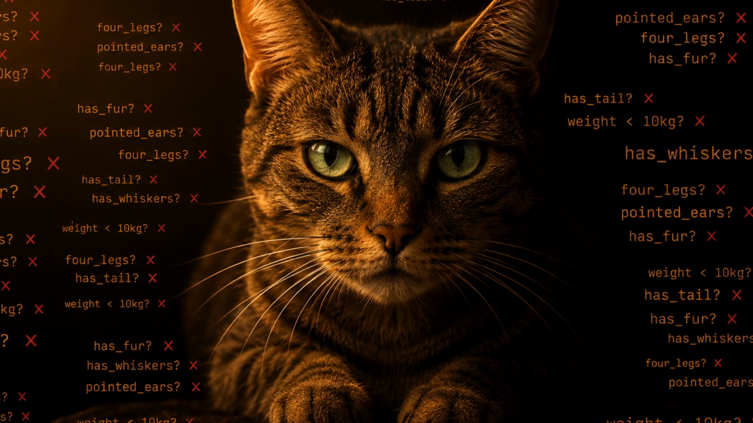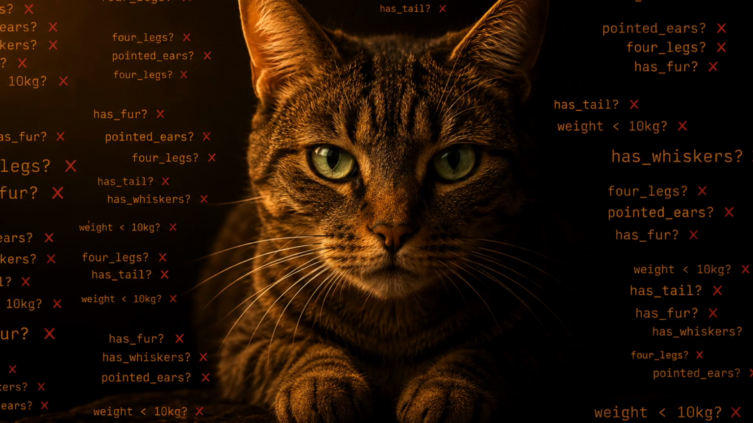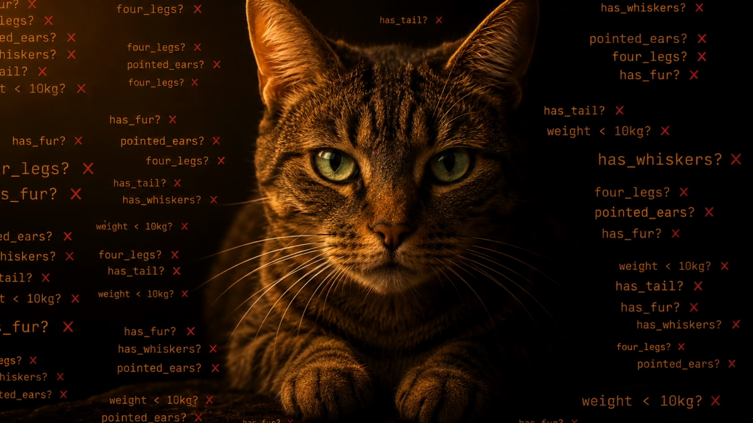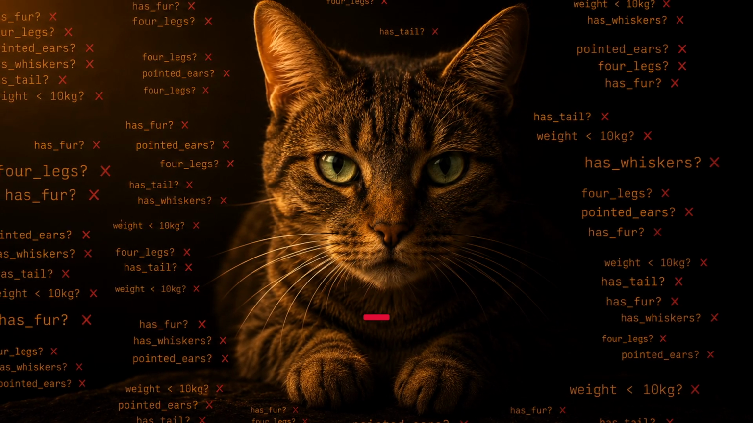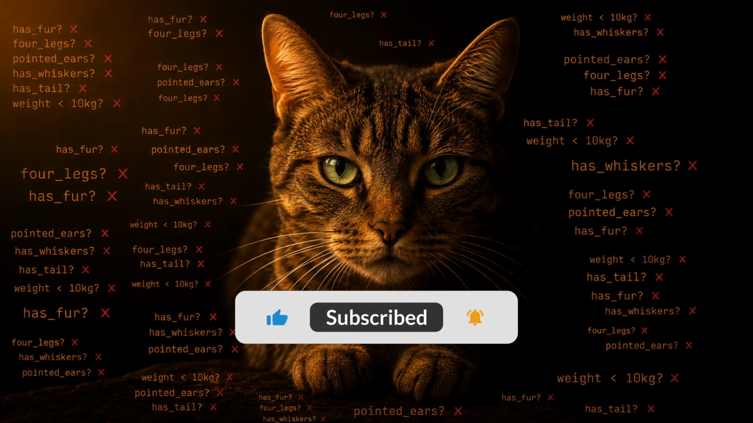Take a simple one, recognizing a cat in a photo. Try to write the rules. A cat has fur, but so does a dog. A cat has 4 legs. So does a dog. Pointed ears, whiskers, a tail. Every rule you write has exceptions, and you'd need millions of rules to cover every angle, every lighting, every breed. It's impossible to write by hand.